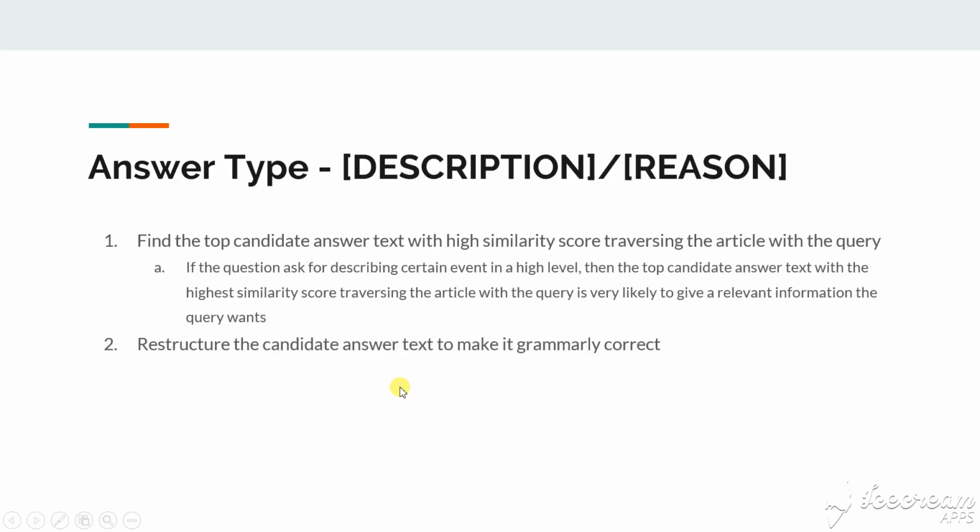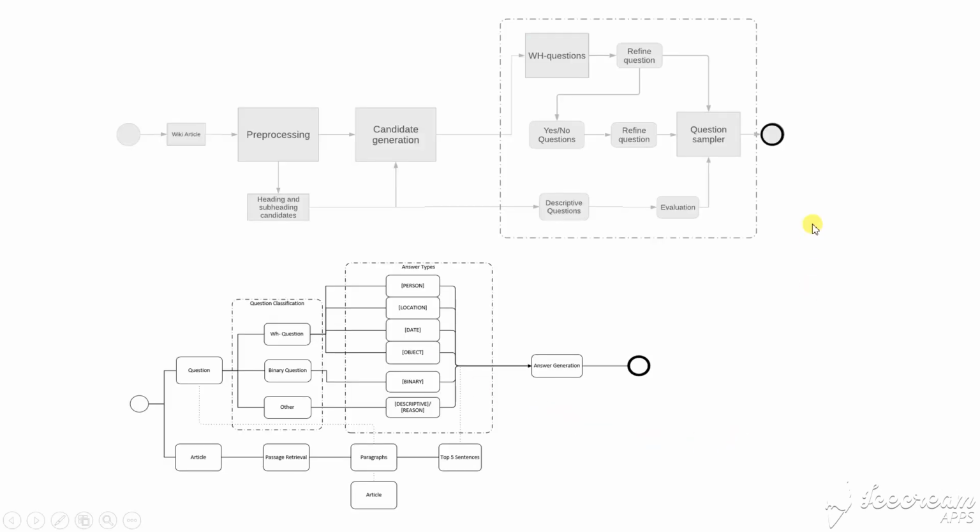For the description and reasoning answer type, we find the top candidate text and then restructure it to make it sound grammatically correct. So this is the final pipeline for our QA system.